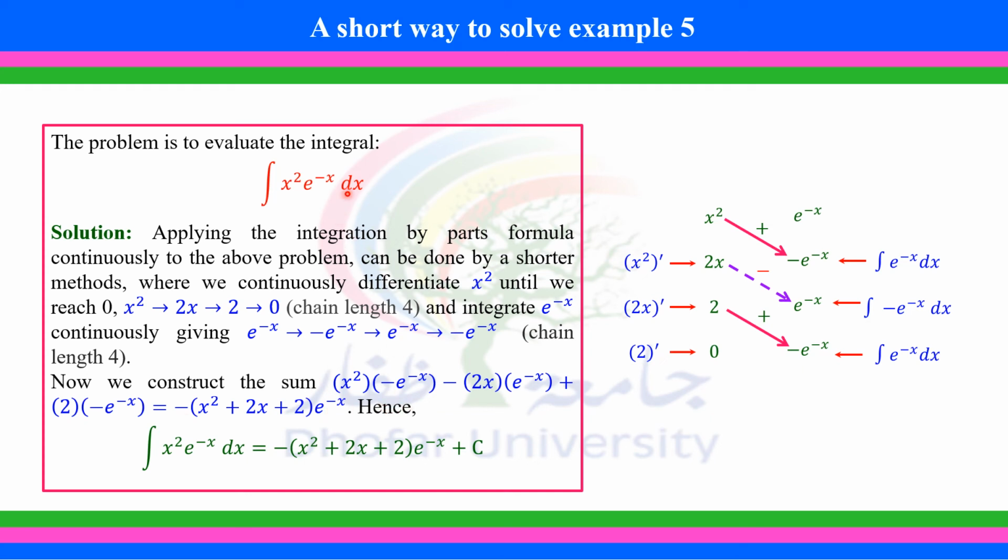Therefore, this integral is given by negative x squared plus 2x plus 2 multiplied by exponential minus x plus constant, and this is the same answer that we obtained in the previous slide. So this method looks shorter than the previous method.